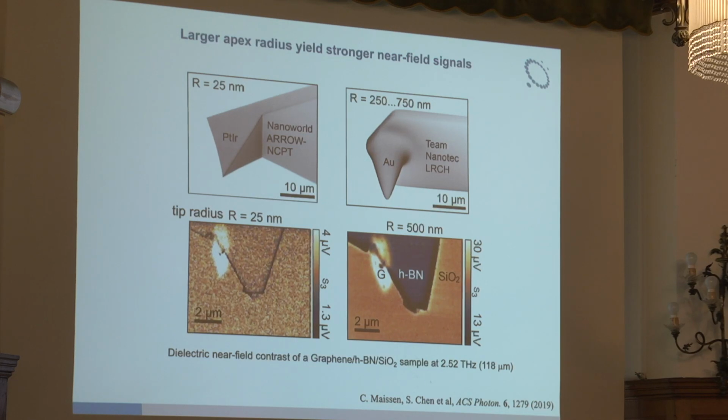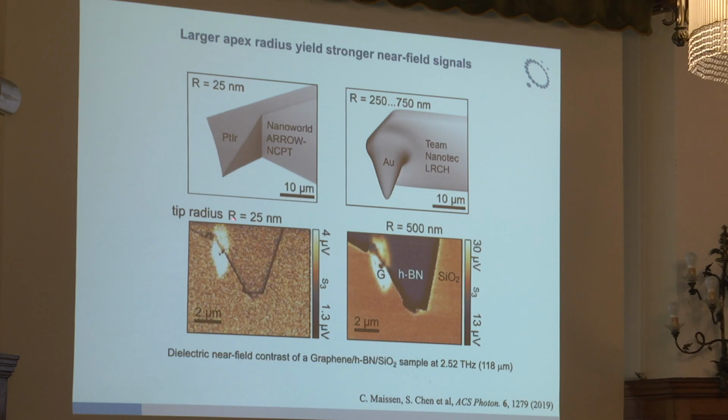We actually use them for terahertz imaging, and these are terahertz images that I'm showing you now. Here we have a 25 nanometer tip, and here a 500 nanometer radius tip. It's huge. That's an hBN flake imaged at 118 micrometer wavelength. That's the scale bar here, 2 micrometer.